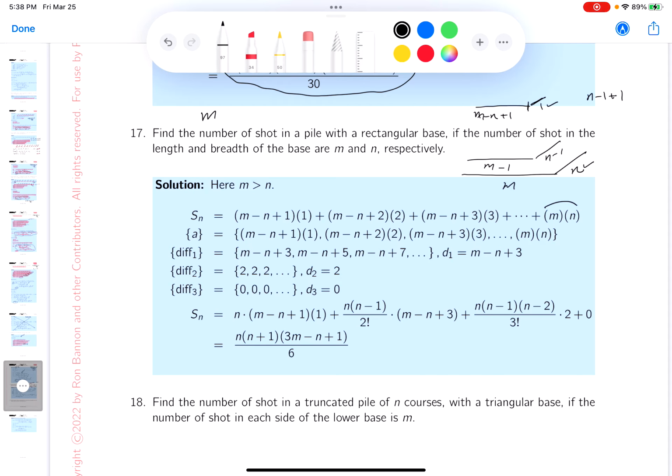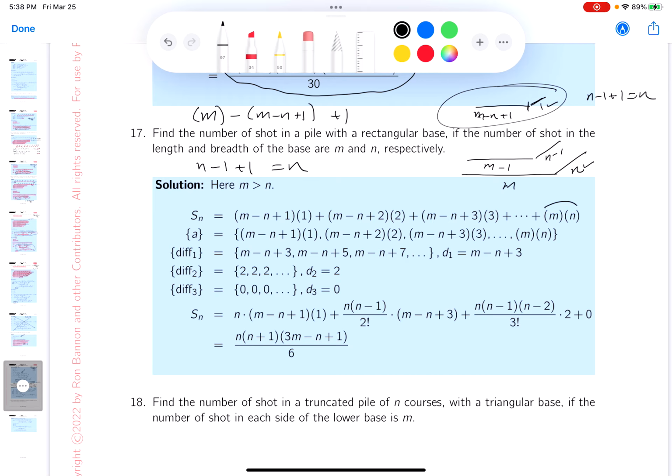So m minus n plus 1 plus 1. By the way, this is n. This should also be n. What do you get? Well, m minus n is no m's. You would get n minus 1 plus 1, so it's n. So this makes sense, all right? So this is the top course. This is the bottom course.